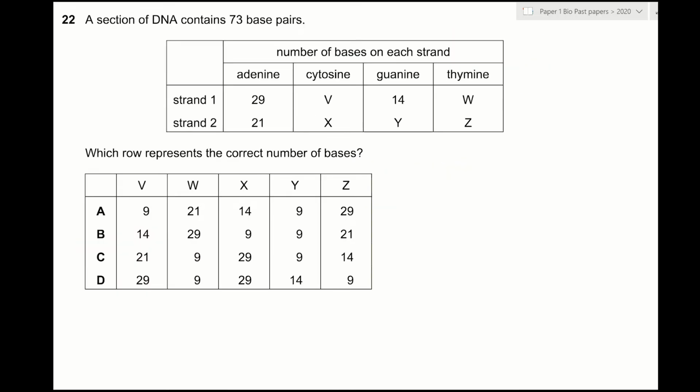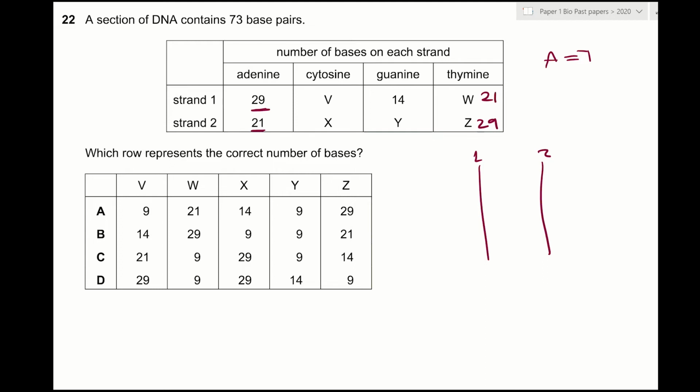Question number 22. A section of DNA contains 73 base pairs. Which row represents the correct number of bases? So here we have strand number 1 and strand number 2. In strand number 1, we have 29 adenine. Therefore, in strand number 2, because they bind by complementary base pairing, there is also going to be 29 thymine, because adenine binds with 2 hydrogen bonds with thymine. And in strand 2, we have 21 adenine. Therefore, in strand 1, we're also going to have 21 thymine.